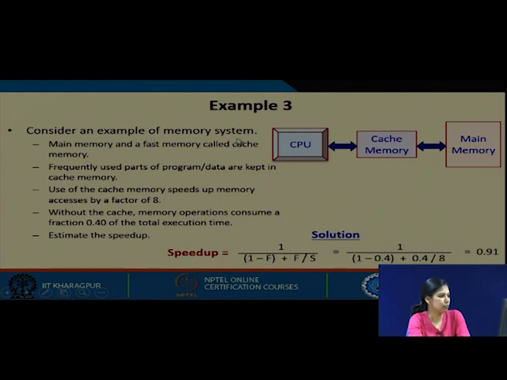So, consider an example of a memory system where main memory and a fast memory called cache memory are used. So, this is your cache memory, this is your main memory. Frequently used parts of the program or data are kept in cache memory. Use of cache memory speeds up memory access by a factor of 8. Without cache, the memory operation consumes a fraction 0.40 of the total execution time.